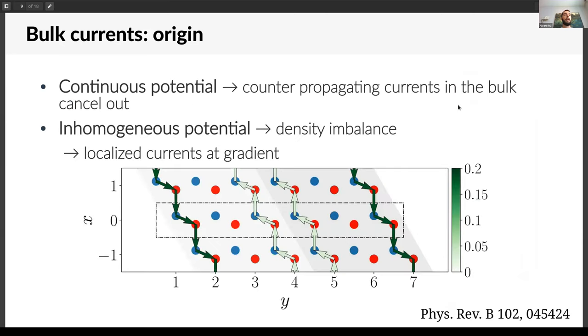Well, how can we understand now the origin of the bulk currents? We could think of the cylinder inside a homogeneous potential as if there were many currents that are counterpropagating, so they go in opposite directions, and they have equal magnitudes. And because they are counterpropagating and have equal magnitudes, they all cancel out. But what happens if we introduce an inhomogeneous potential? Well, it turns out that in the regions where the potential changes, there will be a density imbalance of particles. This density imbalance will make the magnitudes of the currents no longer cancel out. And because they don't cancel out, we will have a net current in the bulk of the system. So an inhomogeneous potential makes localized currents appear in the bulk of the system.